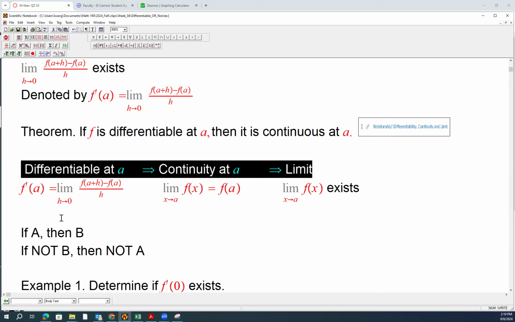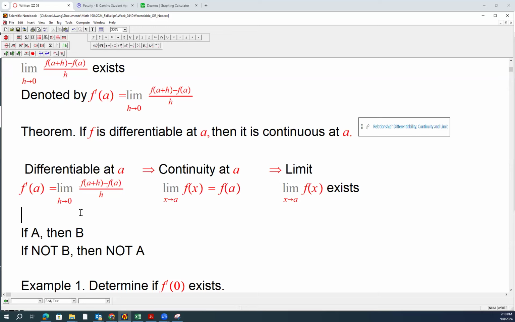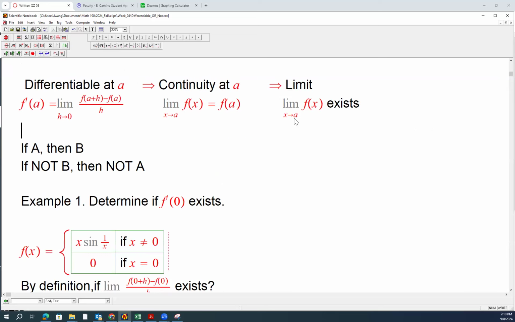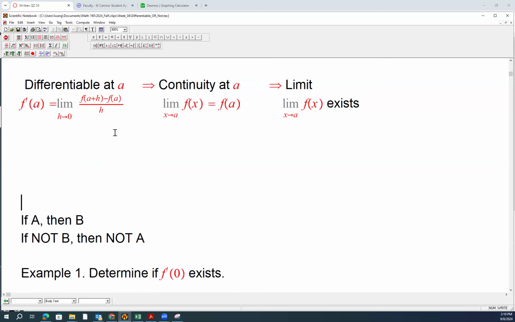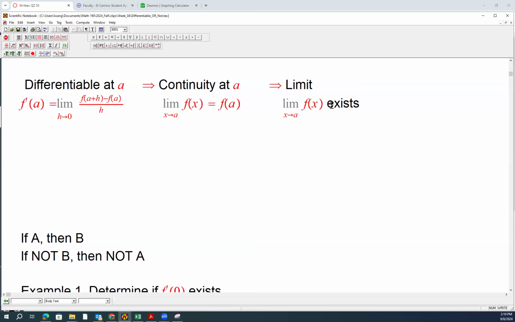However, this is a one-way street. It's not a two-way street. Because if a limit exists, that does not guarantee continuity. We have plenty of such examples.